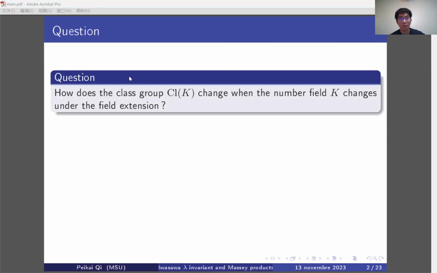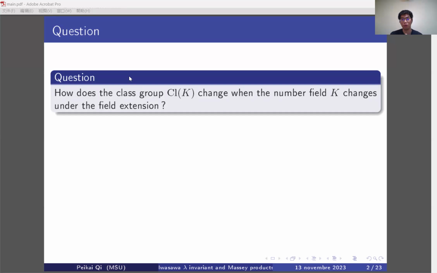So first, in number theory, there is a classical question. For each number field, we have a class group. The basic question is how the class group changes if we change the number field based on some field extension. This question is too wild to have a uniform answer. There is no good answer for this question uniformly. But if we put some restriction on the field extension, we can have some good results.